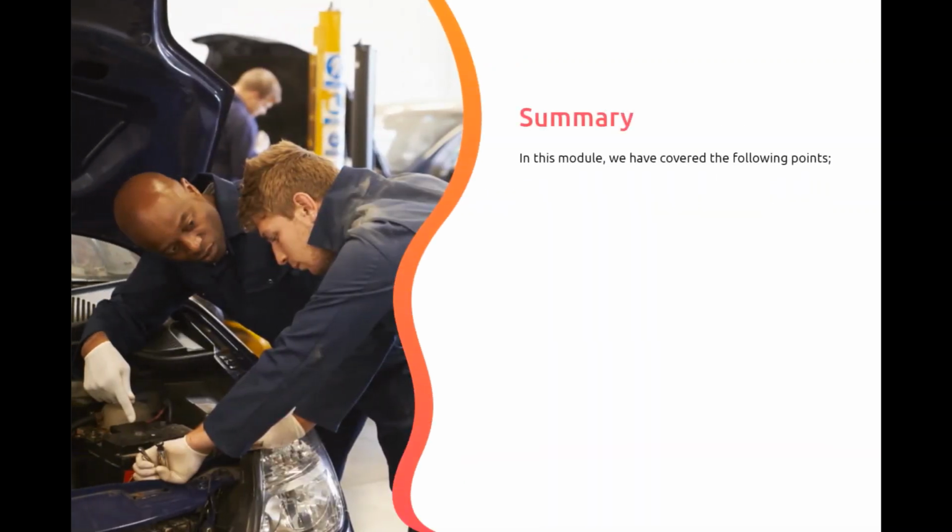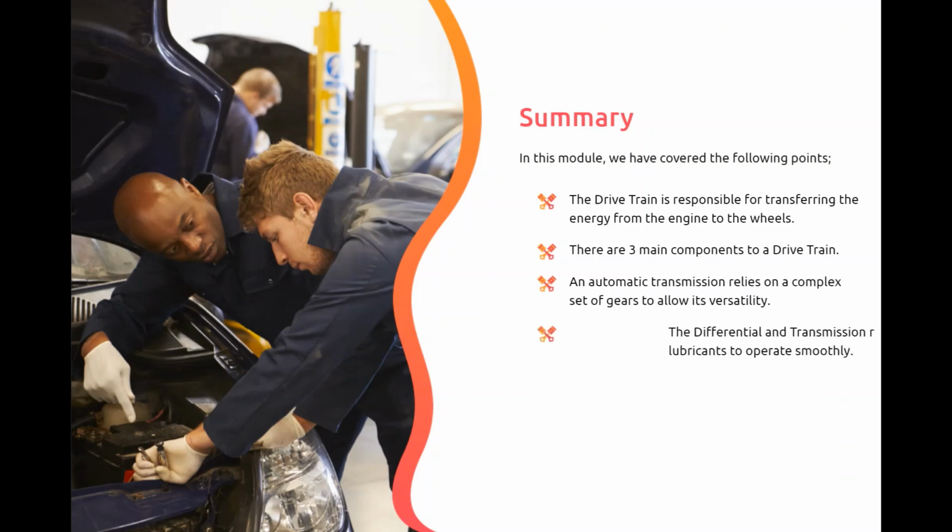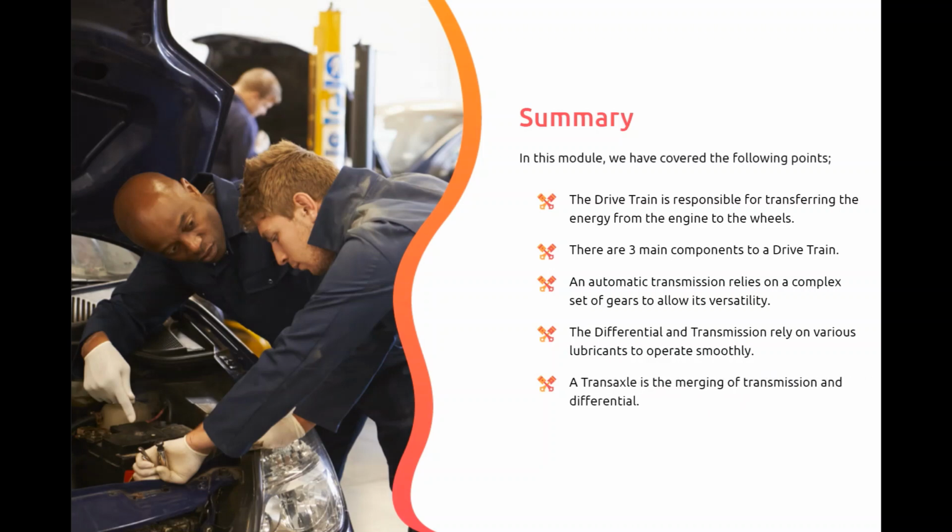Summary. In this module, we have covered the following points. The drivetrain is responsible for transferring the energy from the engine to the wheels. There are three main components to a drivetrain. An automatic transmission relies on a complex set of gears to allow its versatility. The differential and transmission rely on various lubricants to operate smoothly. A transaxle is the merging of transmission and differential.